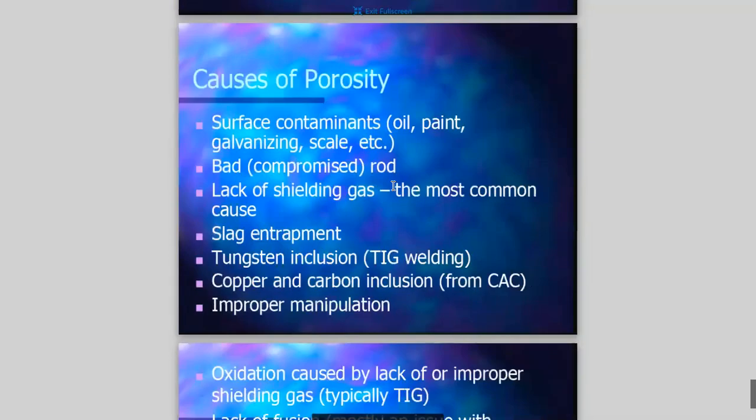Porosity. Causes of porosity: surface contaminants, oil, paint, galvanizing scale, etc. Bad rod. Now, compromised rod is what it says here. Bad is just a term that we use, but basically with 7018, it has to have a very, very low moisture content. So it comes in a hermetically sealed package, which means they vacuumed the air out of it and vacuum sealed that pack. So when it gets to me, it's fresh, there's no moisture in it. I open it up, expose it to the air, and then I put it in my rod oven.